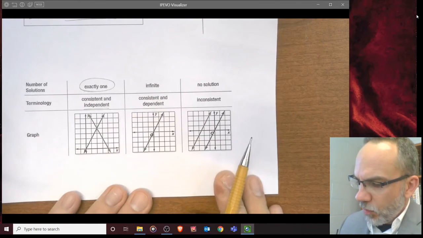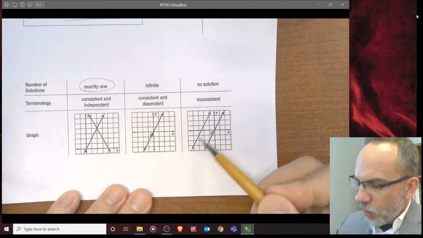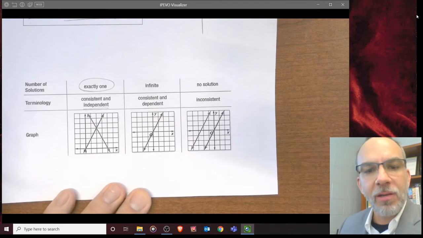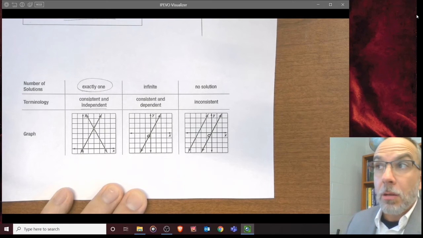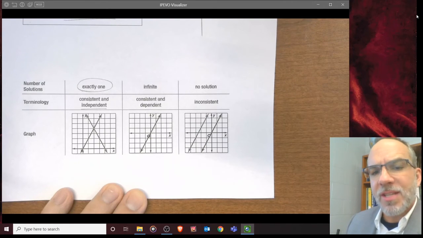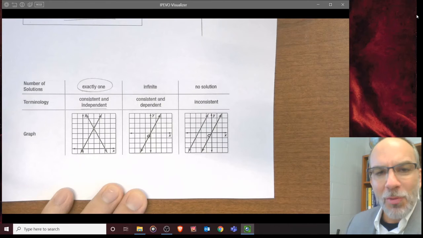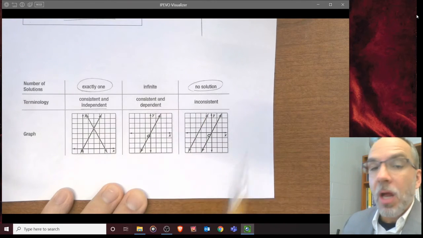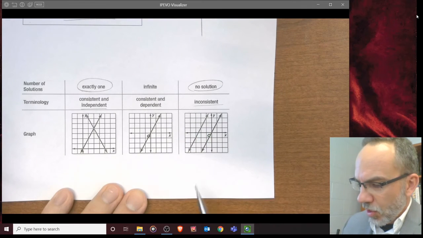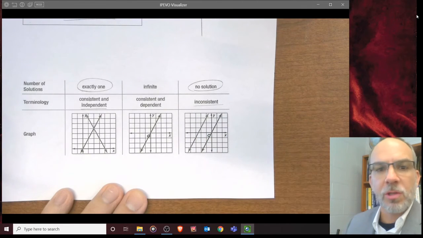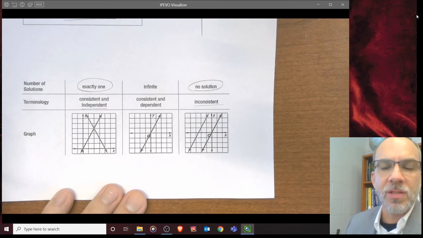Now, the next one I want to talk about is this one right here. If you have two lines that are parallel to each other, do they intersect? No. So is there a single x and y value that will solve both at the same time? No. Okay, this is said to be an inconsistent solution. If you were solving this, you would say, well, there's no solution. There's no point that solves them both at the same time.